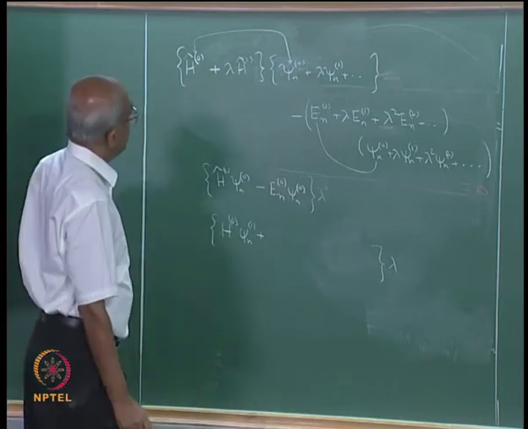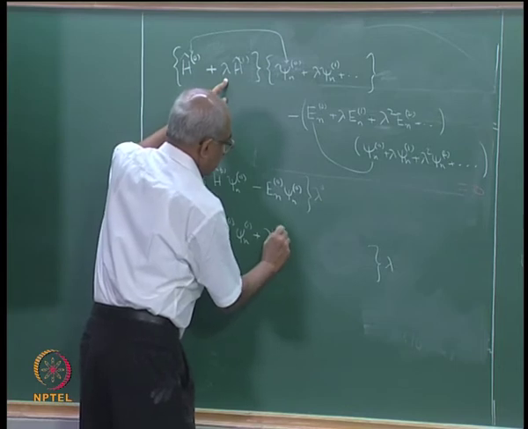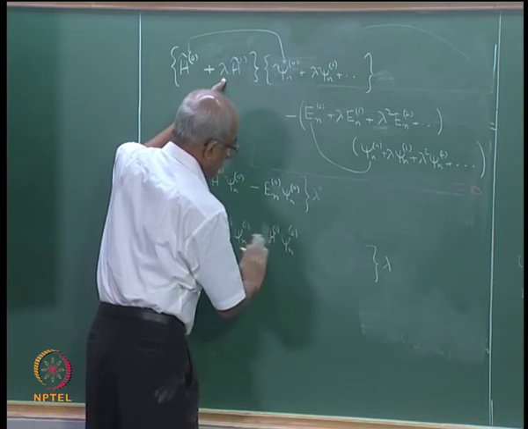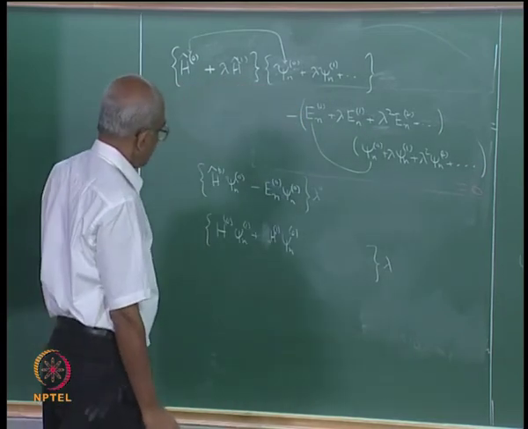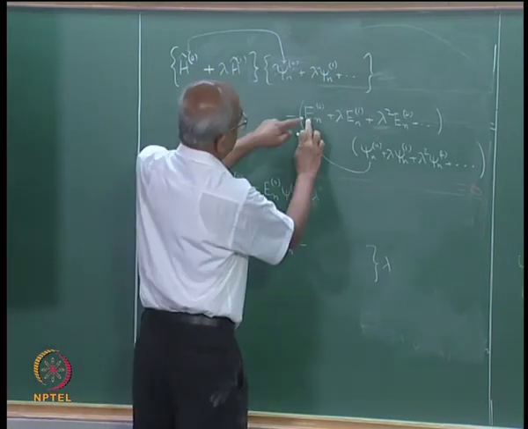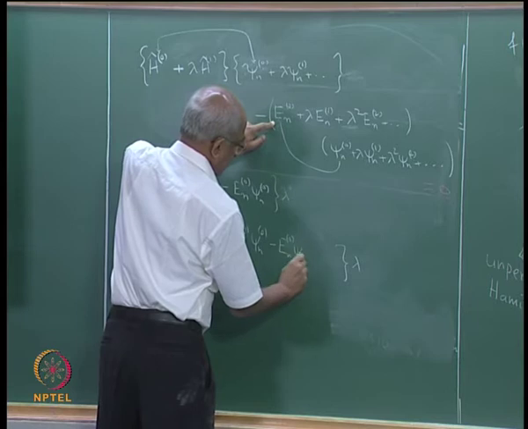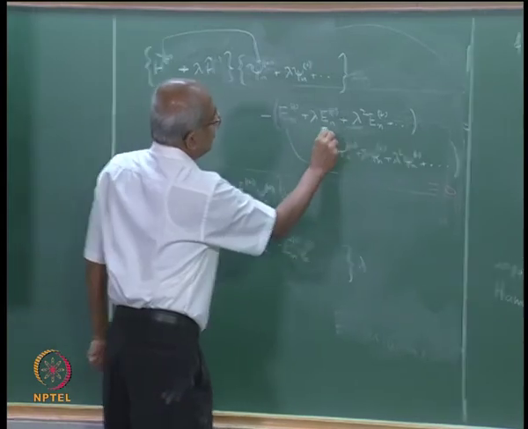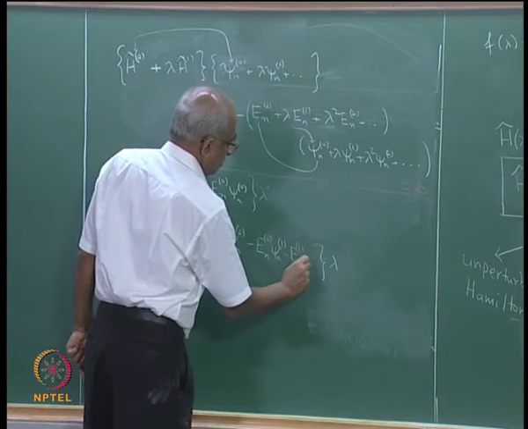Is that all? No, because there is a lambda here, that lambda has an H1 and that can go and operate upon psi n 0. This lambda is there, and I have already taken into account lambda because I put a lambda outside. Minus, you will have E n 0 multiplying that. And then you will have this term multiplying that. So, that is going to be minus E n 1 psi n 0.